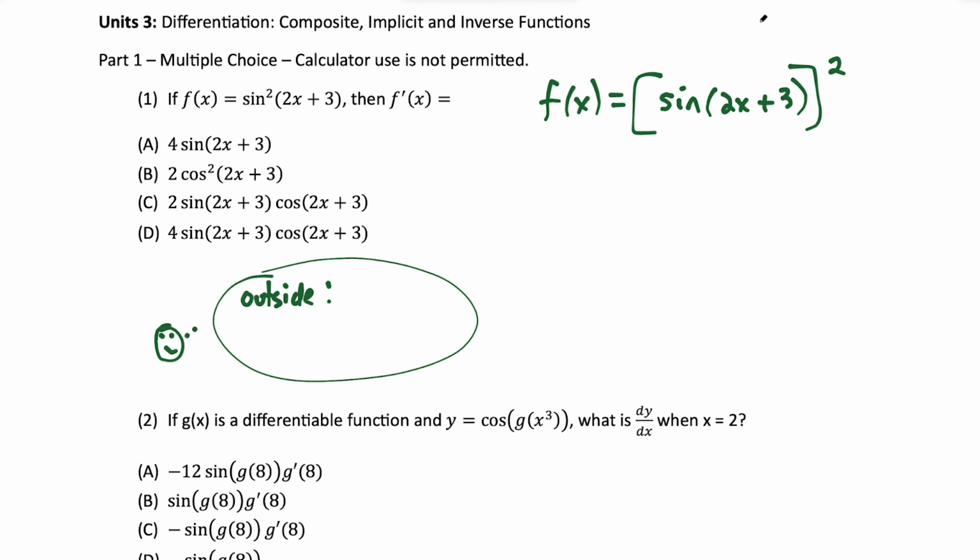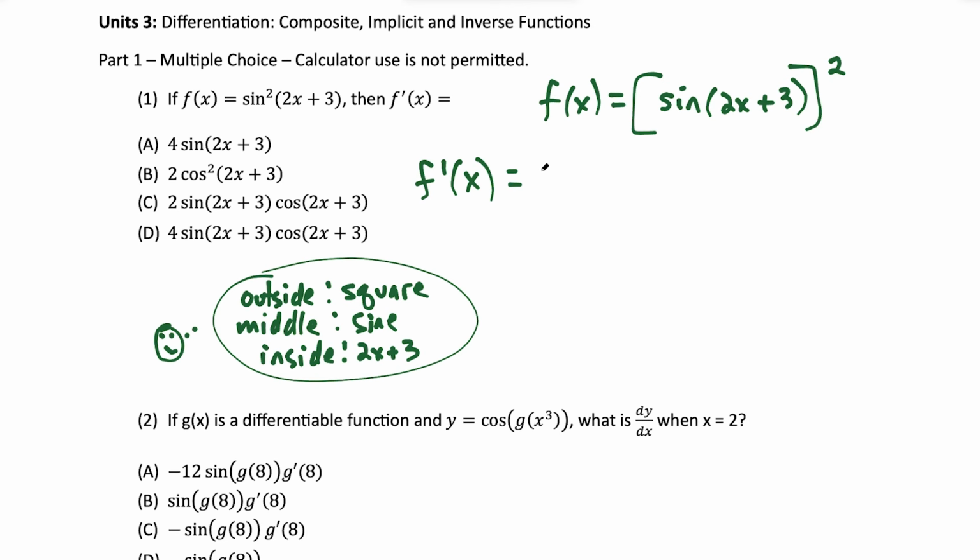We're going to use the power rule to take the derivative of the square on the outside. The middle function is sine. And then our inside function, so the innermost function, is 2x plus 3. When we use the chain rule, there's a lot of ways we could think of it, but the shortcut is most helpful here. We take the derivative of the outside, keep the inside the same, and then multiply by the derivative of the inside.